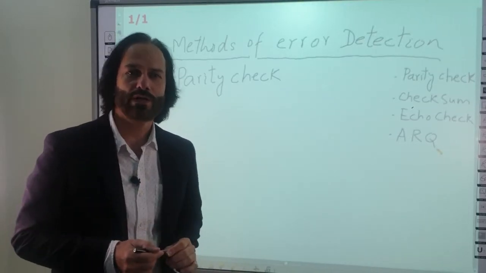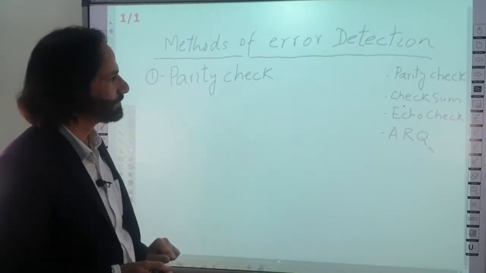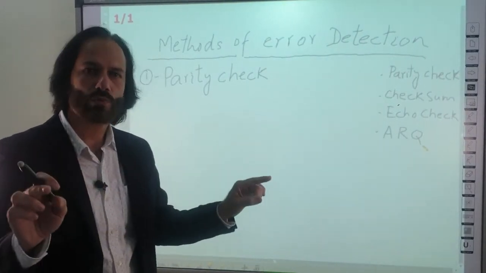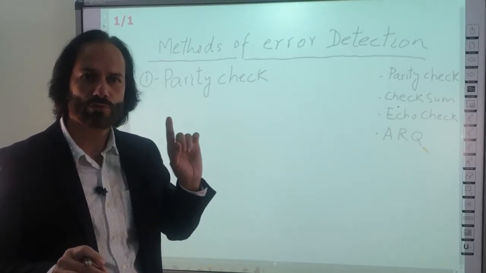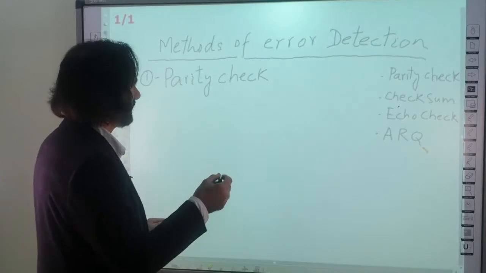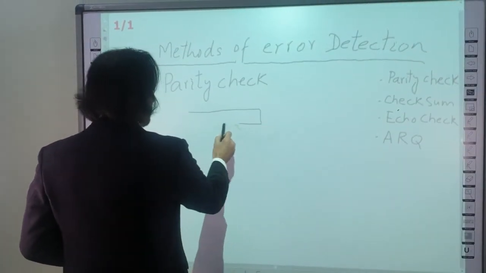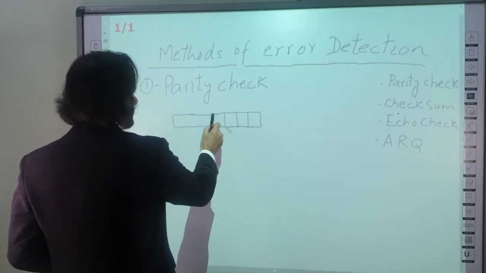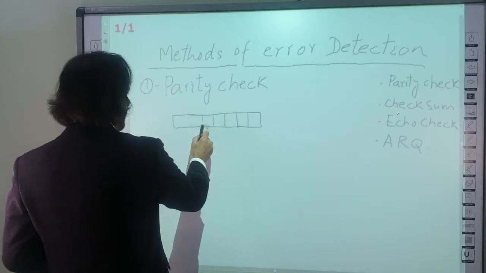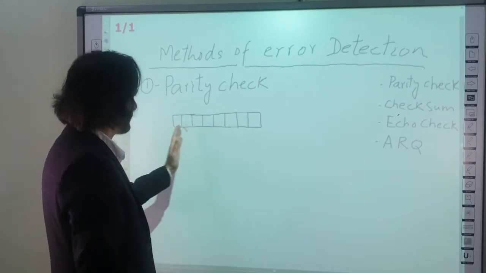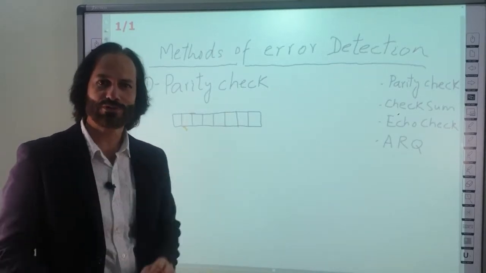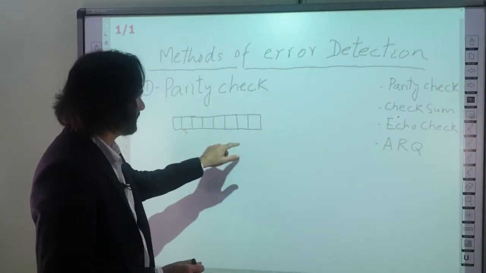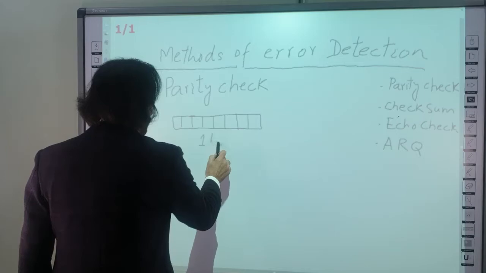So let me explain one by one what is the parity check. So in parity check we will check each byte which is being transmitted from one computer to other computer. Let me make a diagram. Let's say this is one byte. And you know, one byte consists of 8 bits: 1, 2, 3, 4, 5, 6, 7, and 8. So these are 8 boxes. So each box represents 1 bit. So when 8 bits combine together, this becomes 1 byte.